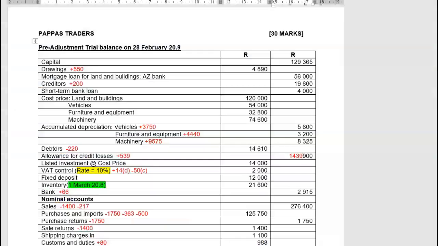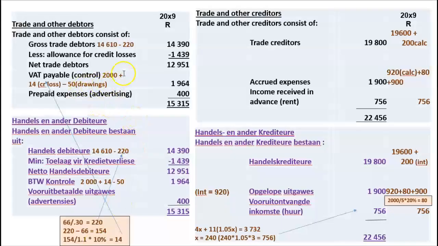Now our VAT, we have here VAT. We've started off with a debit balance of 2,000 and we did a number of accounting entries against that VAT control account. So that was the 2,000, the 14 Rand on the credit losses and 50 Rand on the drawings. And that gave us a final debit balance. So that is why it's under trade and other receivables of 1964.